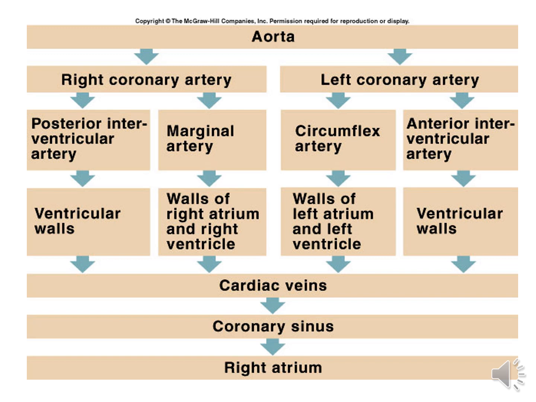The left coronary artery divides into the circumflex artery, which supplies the walls of the left atrium and left ventricle, and the anterior interventricular artery, which supplies the ventricular walls. The cardiac veins drain into the coronary sinus and then into the right atrium.